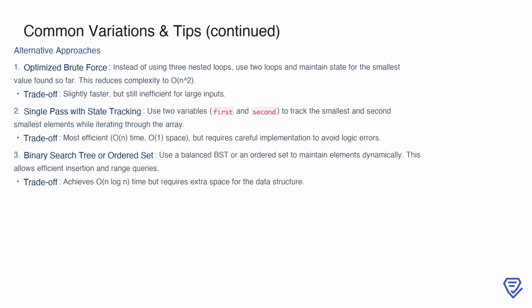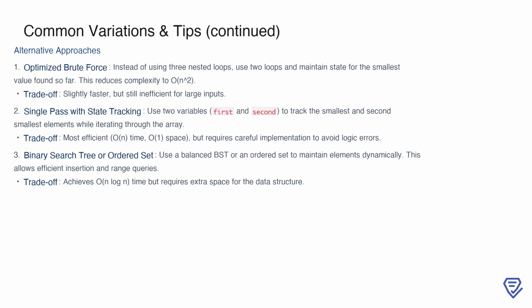There are also alternative approaches to solving this problem, each with its own trade-offs. One option is an optimized brute force method. Instead of using 3 nested loops, you can reduce the complexity to O(n^2) by using 2 loops and maintaining the smallest value found so far. While this is faster than the naive approach, it's still inefficient for larger inputs.